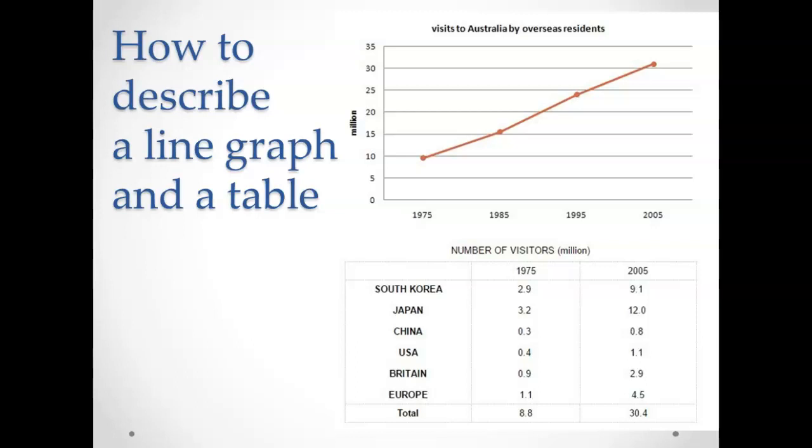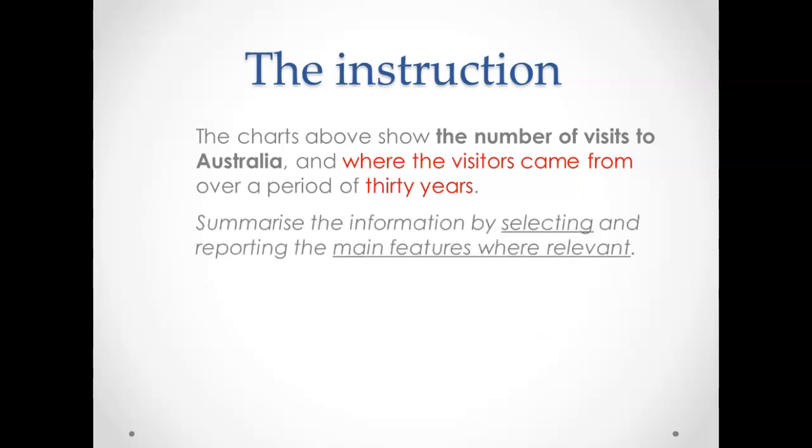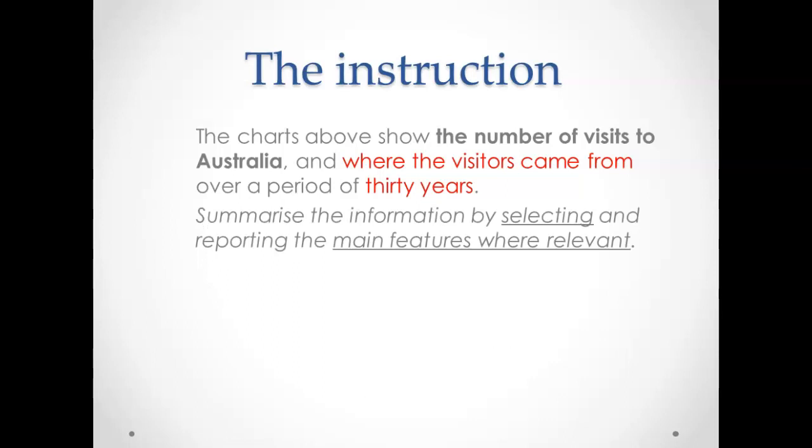So remember, to write the overview, think about all those who, what, where, when, how much, how many questions. You have to summarize the information by selecting and reporting the main features where relevant. This part of the instruction is on every IELTS Task 1.